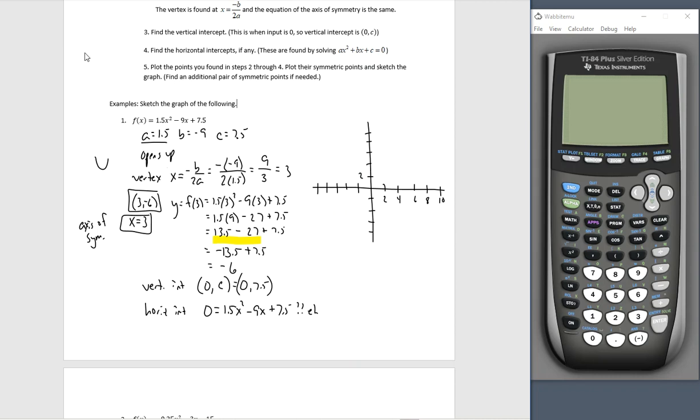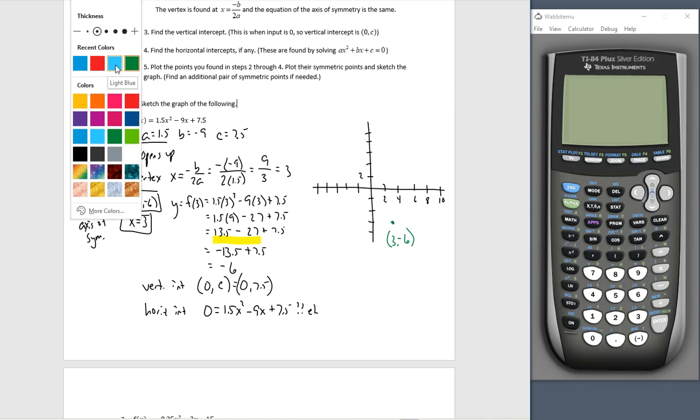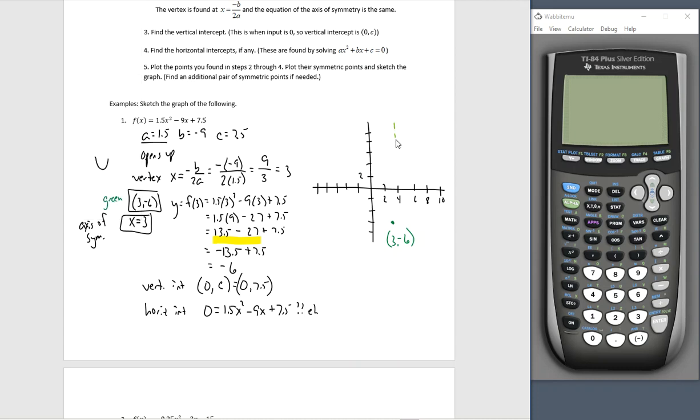We have the point, and let's use green. Green, the point 3, negative 6. This is the vertex, and the parabola opens up, so I can label this vertex below. I have an axis of symmetry. I'm going to use maybe a light green to go through my axis of symmetry here. I'm going to do it correctly and not have those values because that was a miss.